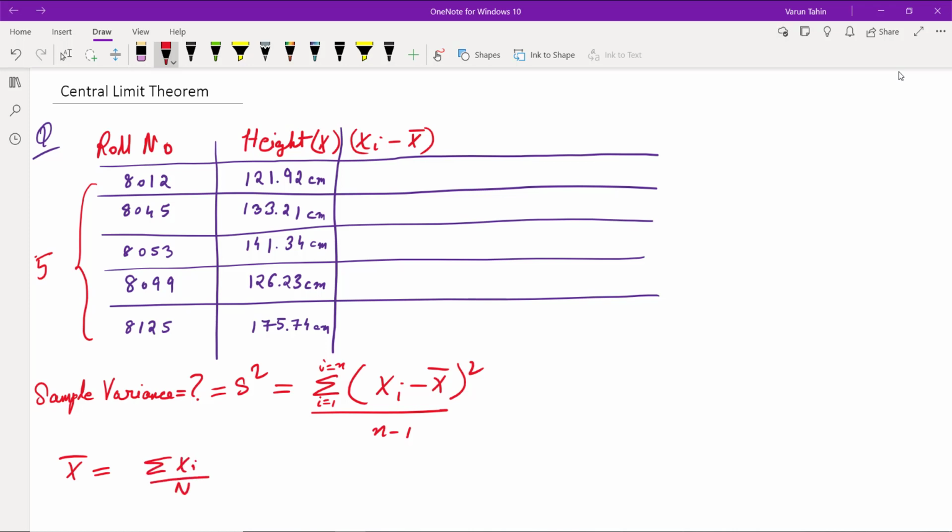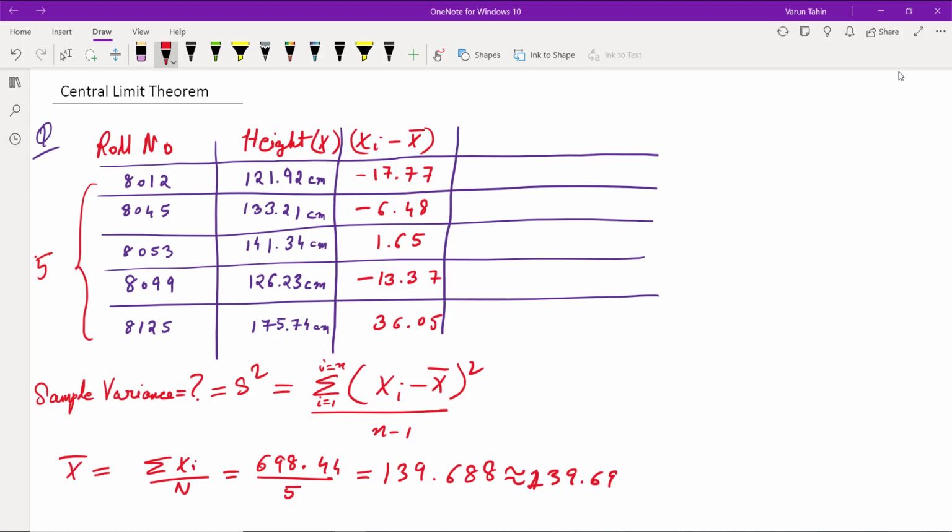Now if you add these values, you will get 698.44, and as n is 5, that is, we have a total of 5 students as the sample, we divide by 5. So this will come to 139.688, or we can say approximately 139.69. Now what we have to do next is subtract this value from the individual elements, that is, 121.92 centimeters minus 139.69, which will be minus 17.77. Likewise, we will calculate for each of these elements.